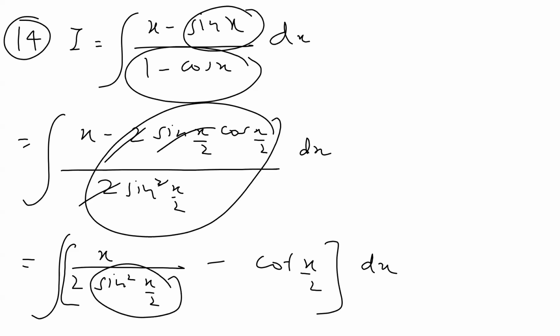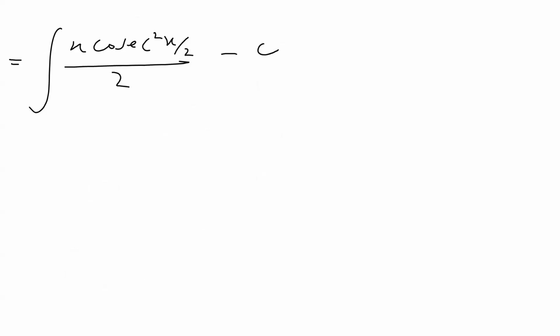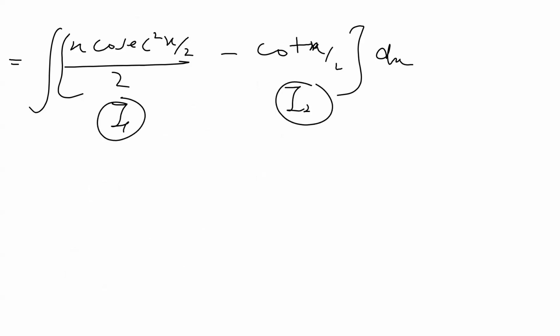Then take this sin square up. So this is equal to x cosec square x by 2 upon 2 minus cot x by 2, dx. Okay. Now let this be I1 and let this be I2, because we have not integrated cot as of now. So I1 is this, wherever I've written I1.